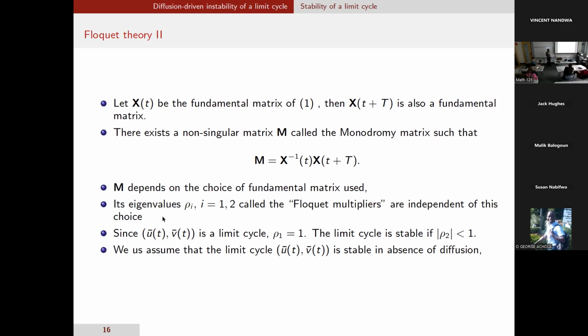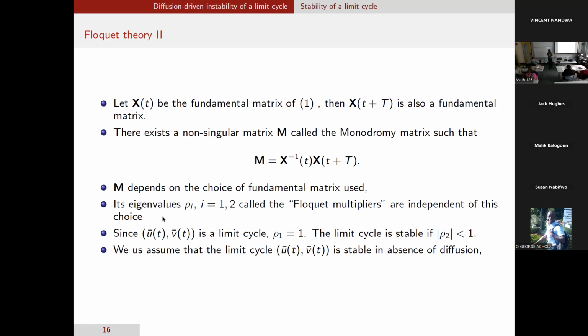of these periodic solutions. Since we are on a limit cycle, one of the Floquet multipliers will be 1. This just says that the perturbation along the orbit is not affected in any way. So for the limit cycle to be stable, we expect the second multiplier to be less than 1. If it's more than 1, then the limit cycle is unstable. We need to carry this forward and assume that the limit cycle is stable in the absence of diffusion. That means if you don't have diffusion, then this rho 2 will always be less than 1.